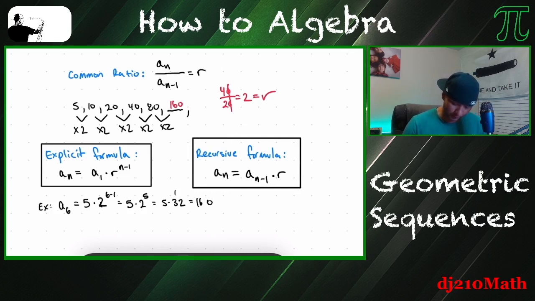So I guess you want to see an example of this one. For instance, a sub 6, the sixth term, is going to be equal to the term before it, so a sub 6 minus 1, which would be 5. So the fifth term, which in this case is 80, times r, which we know to be 2, and that comes out to 160. So this is really all it is that you need to know.